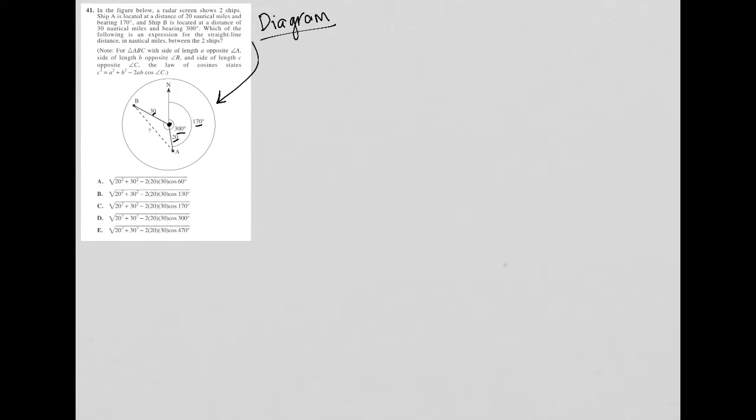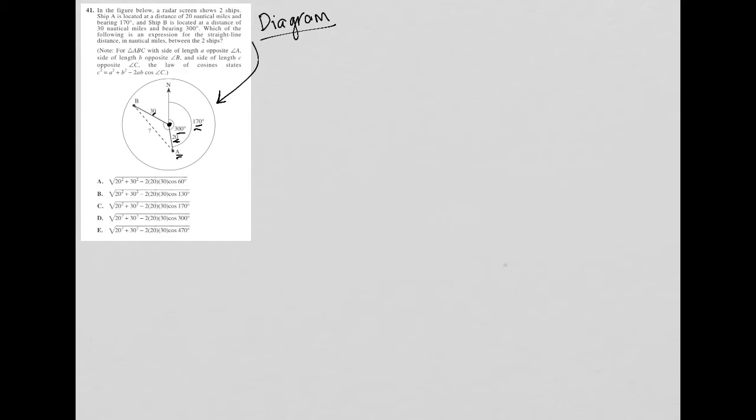So the question says, in the figure below, a radar screen shows two ships. Ship A, which is here, is located at a distance of 20 nautical miles, so we already identified that 20, and bearing 170 degrees. Okay, so we hadn't paid attention to that. So we have the 170 degrees here. So we'll see how valuable that is in the future.